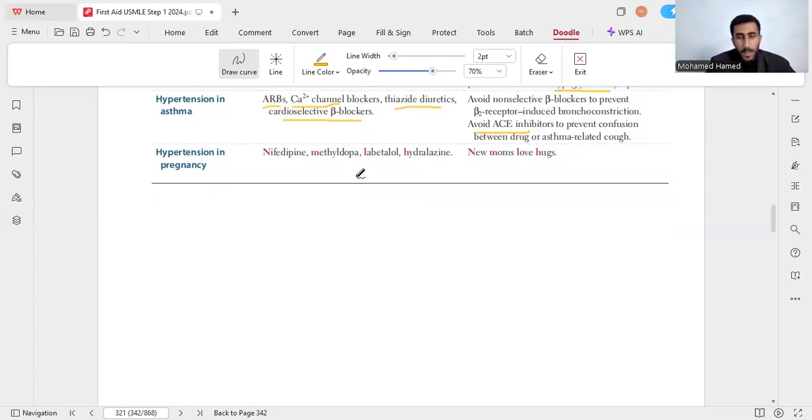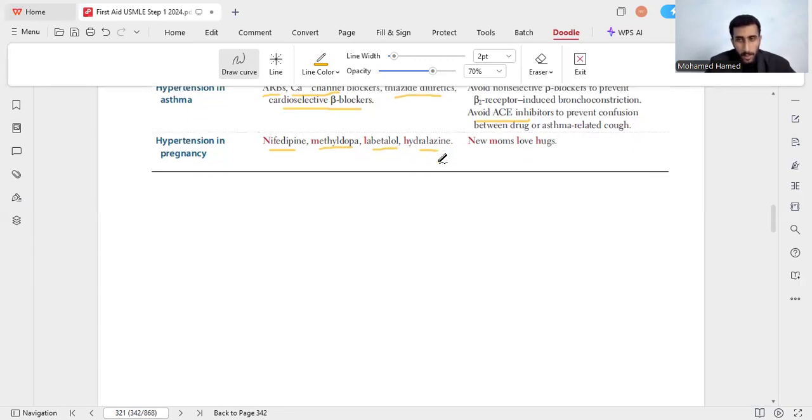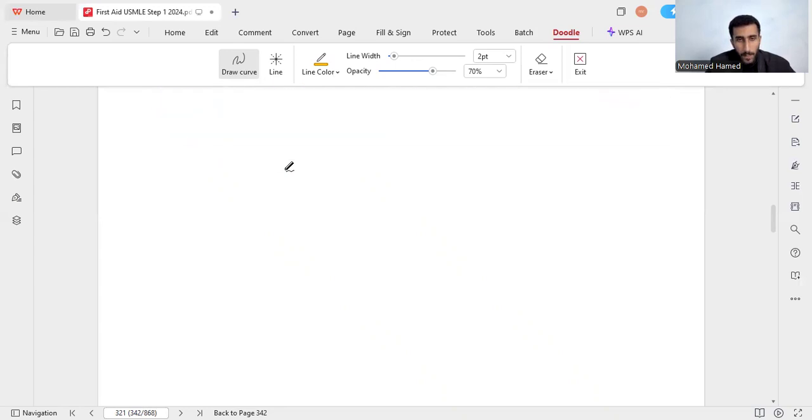Hypertensive in pregnancy, just memorize these four drugs very well: nifedipine, a calcium channel blocker; methyldopa; labetalol, a beta blocker; and hydralazine, a vasodilator, and we're going to explain its mechanisms. It's very high yield to know these are the drugs used in pregnancy. The abbreviation is humans love hugs: nifedipine, methyldopa, labetalol, and hydralazine.